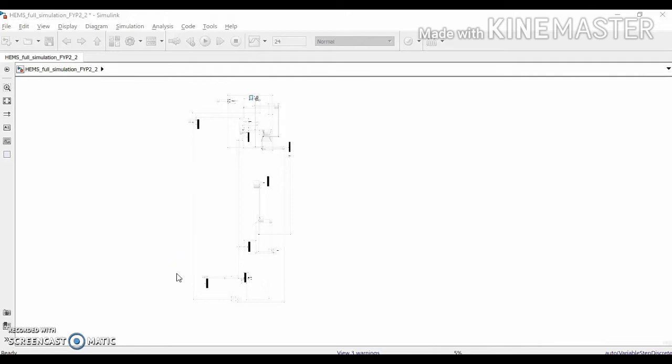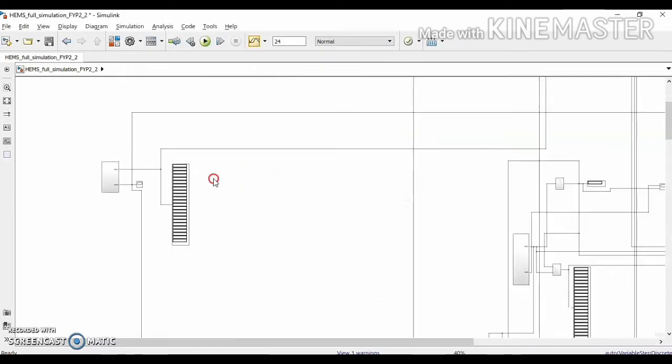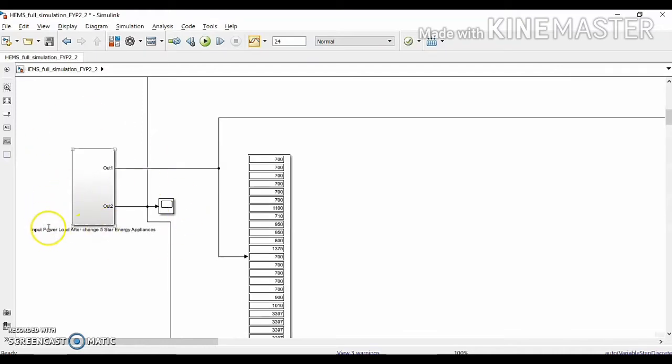So this is my demonstration about my project. It's about a double layer home energy management system. We go to the first part, which is the input. This is the input power load after we have changed all of the loads into 5-star energy appliances.